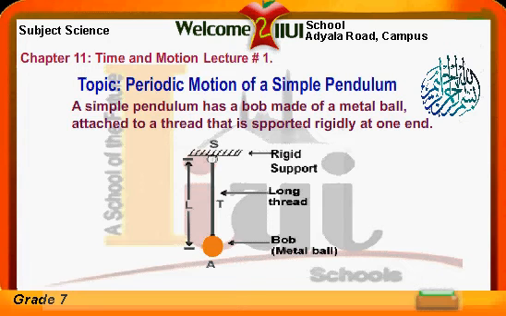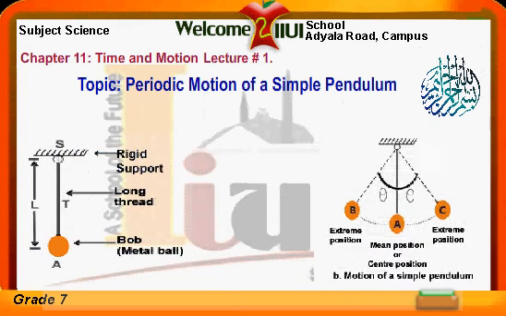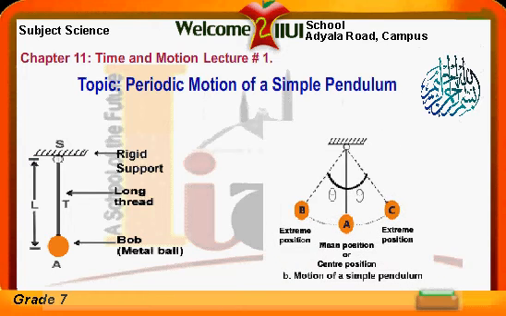Initial position of rest of the pendulum A, as shown in the diagram, is known as its mean position. Students, now we know that the initial rest position of metallic bob A is its mean position. So, if the pendulum is displaced by a small angle theta and then released, the pendulum swings back and forth with periodic motion about its mean position.